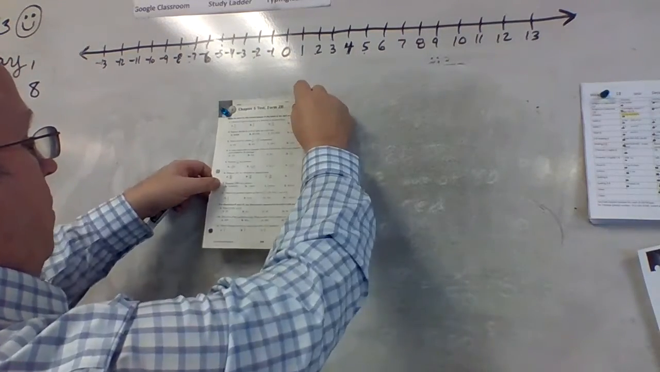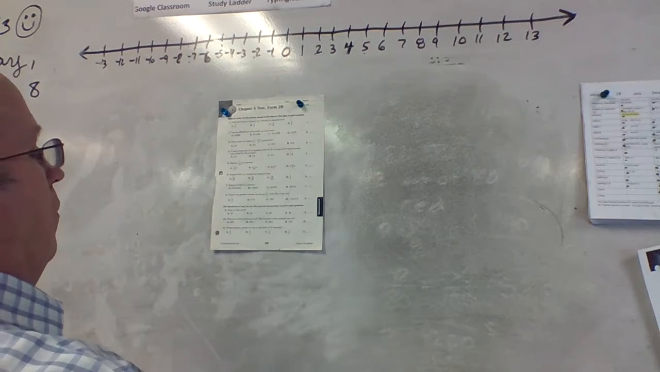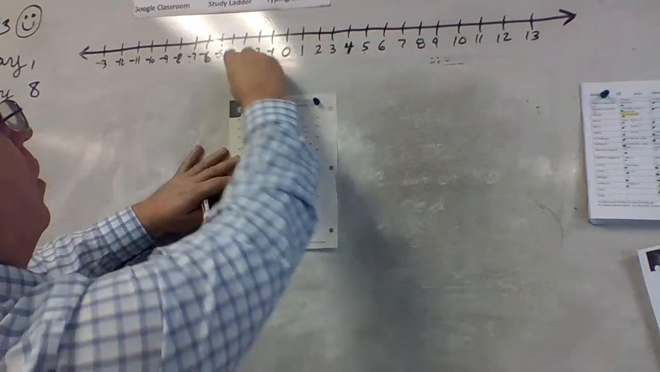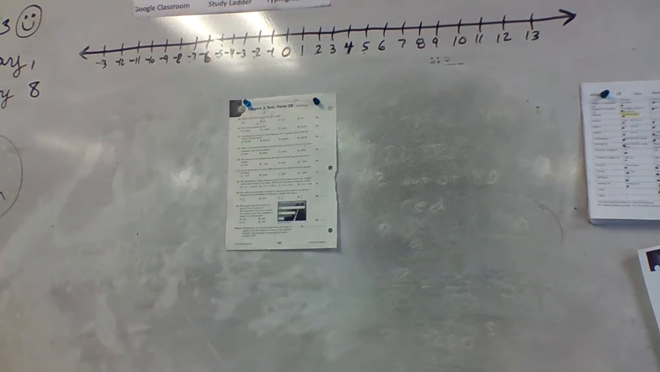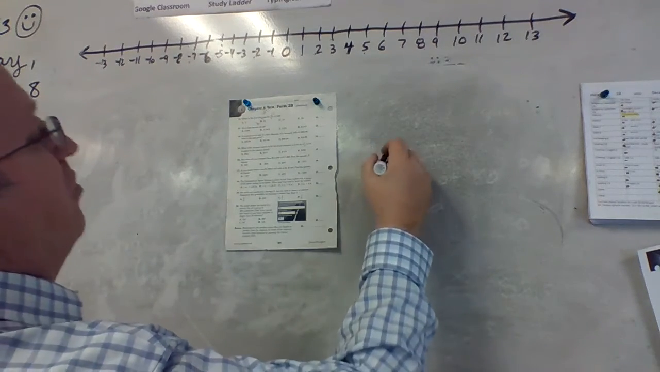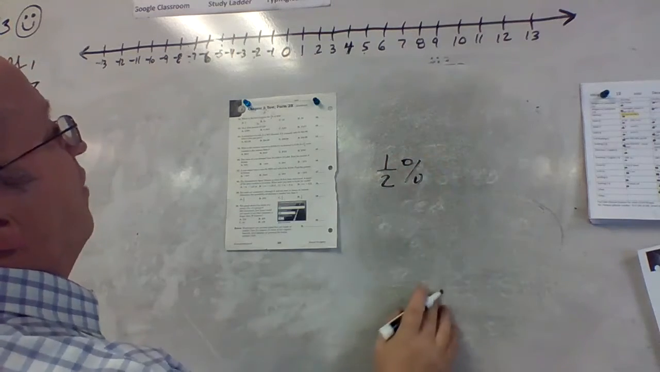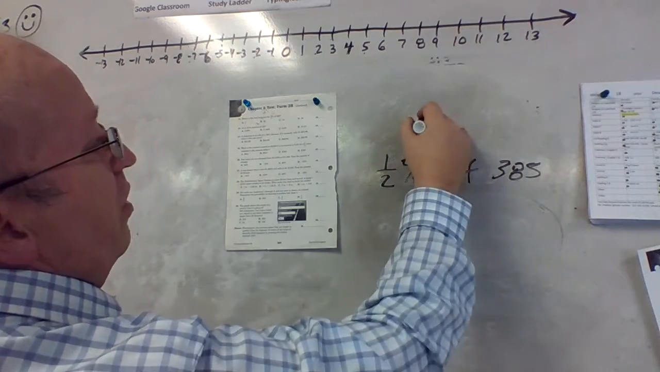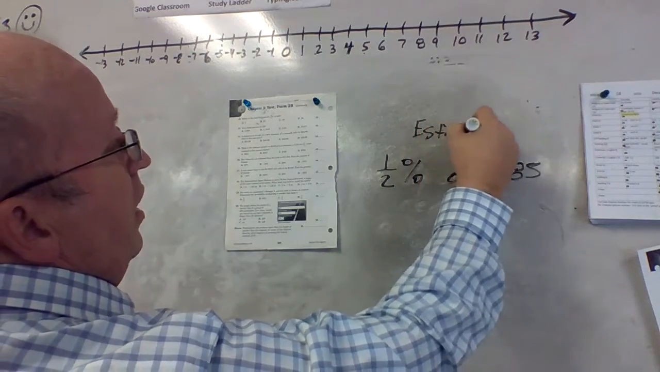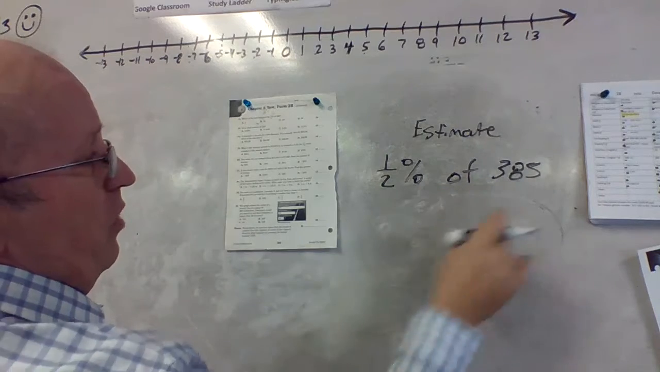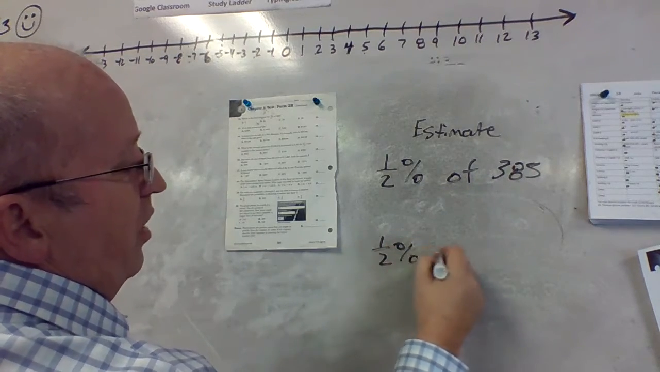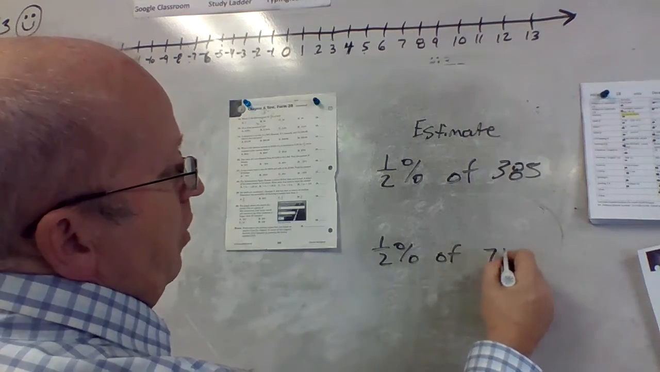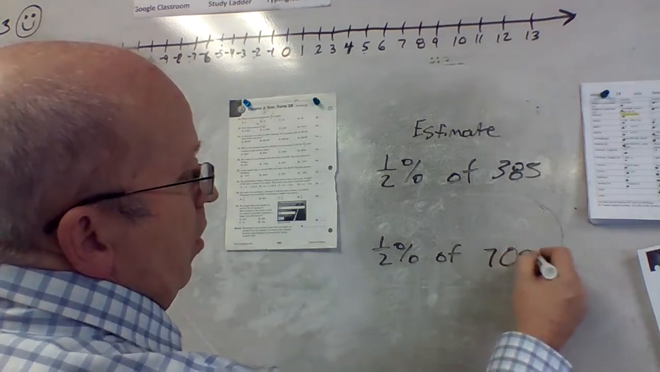Okay. How about we turn the page? Number 12 might be interesting. 0.5% of 385, and in number 12 they're telling you to estimate. Again, I'm not going to do this one, but I'll do one similar. What if it said 0.5% of, say, 709?